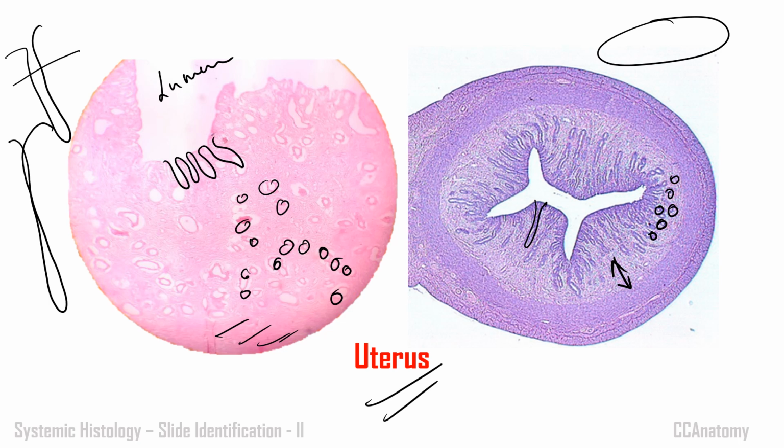Sometimes you may see the lumen in low power of uterus also, because these uteri are taken from small animals like rat or mouse. Because of the small size of the uterus, you can see the lumen also.